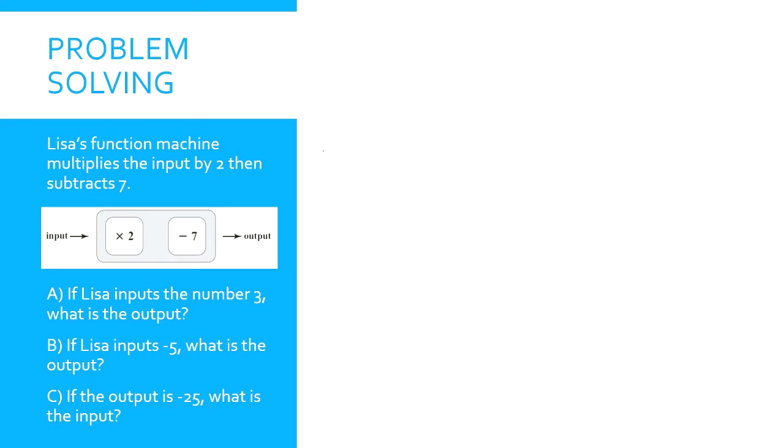So the first question is just asking us what happens if I input the number 3. So in this case, I'm going to start off with 3 as my input. I'm going to multiply that by 2, which gives me 6. And now I need to do 6 subtract 7.